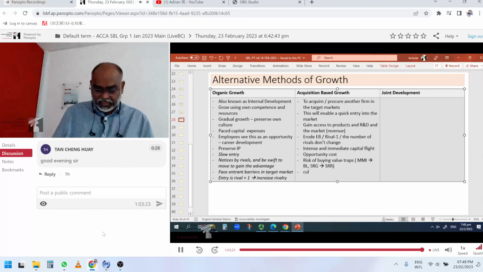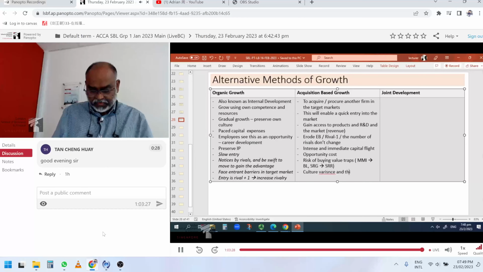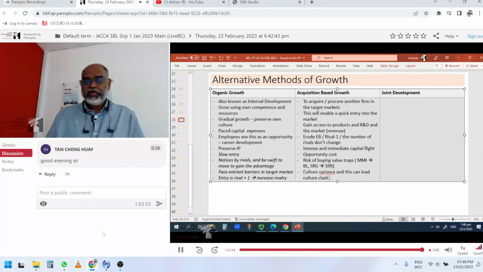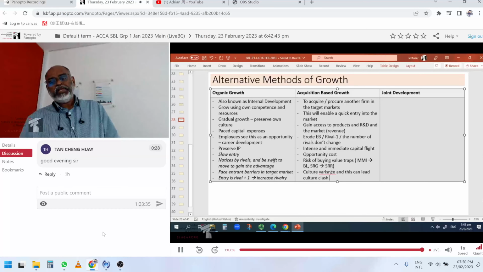Then there can also be culture variances, and this can lead to culture clash, because the company that buys will want their culture to prevail. Right, so these variances can also be a problem.